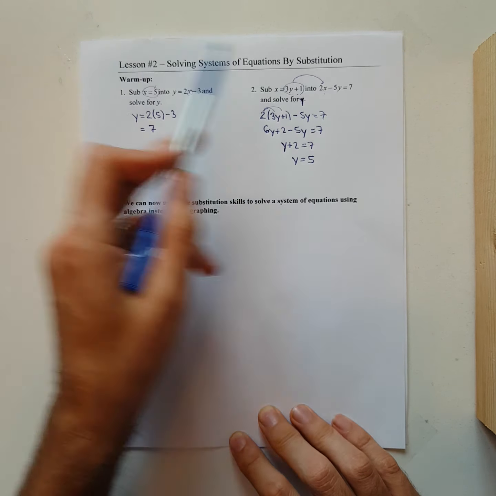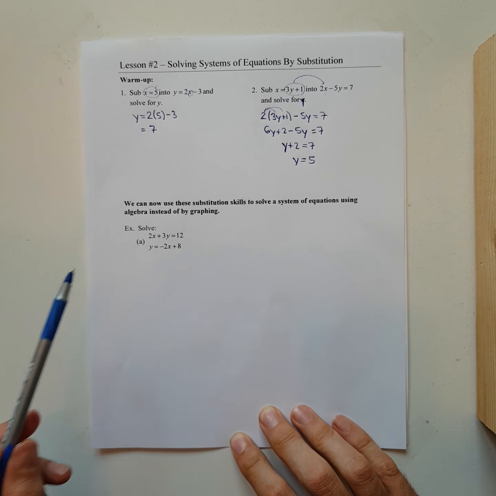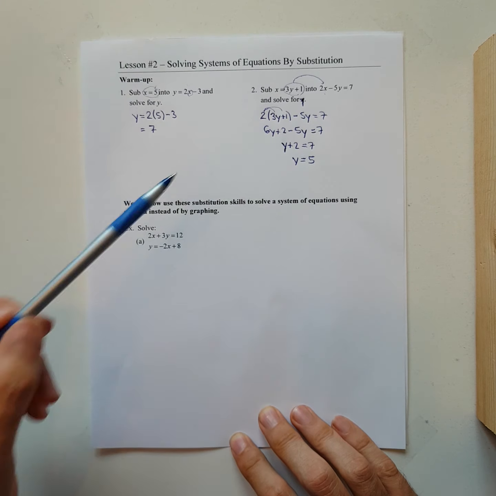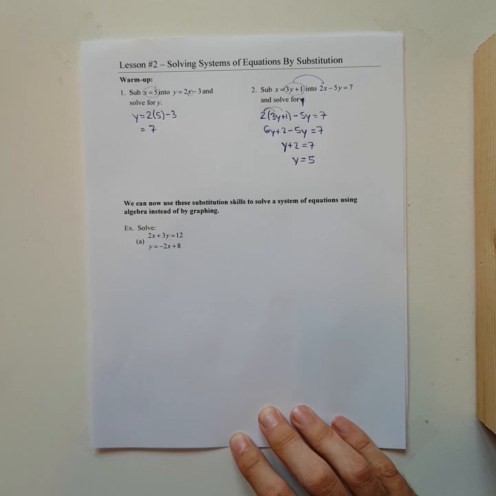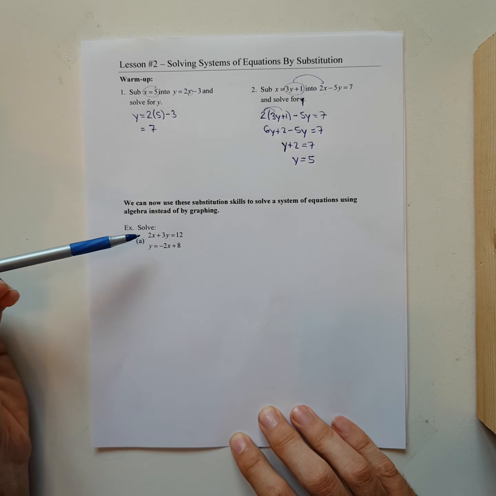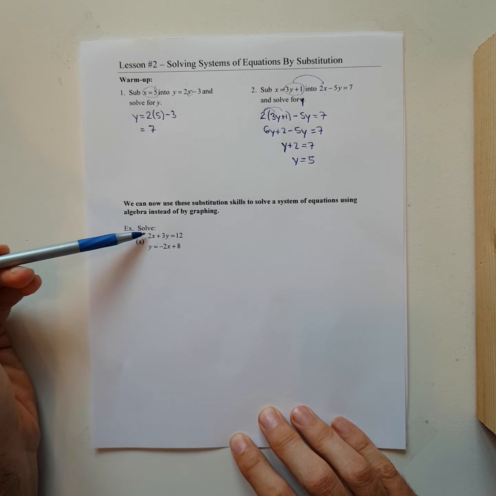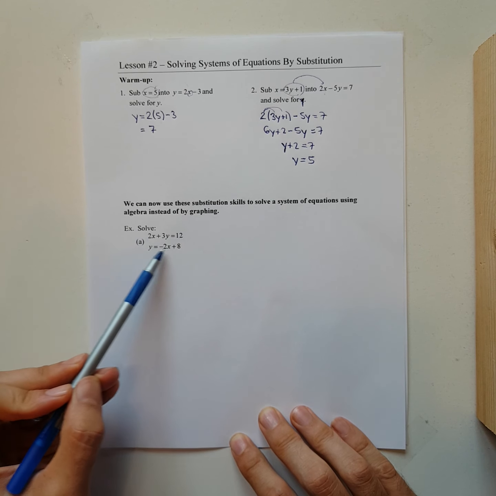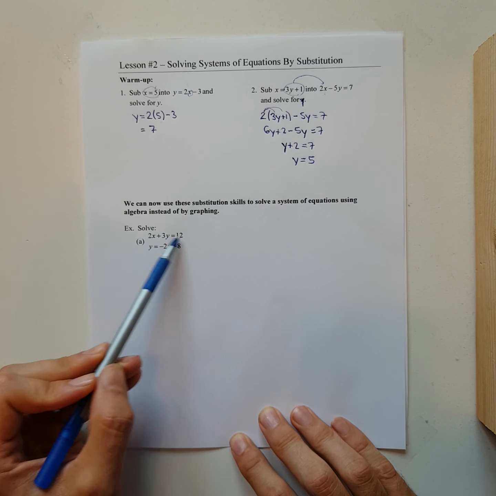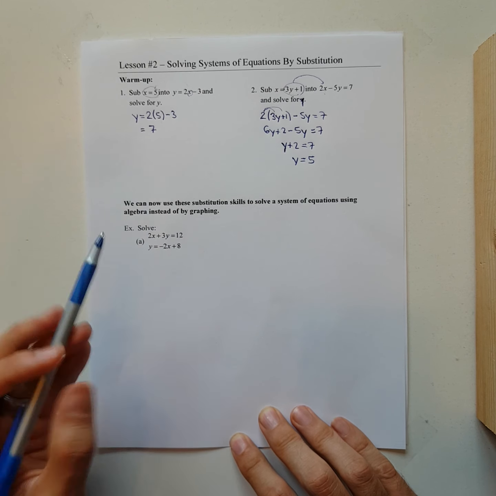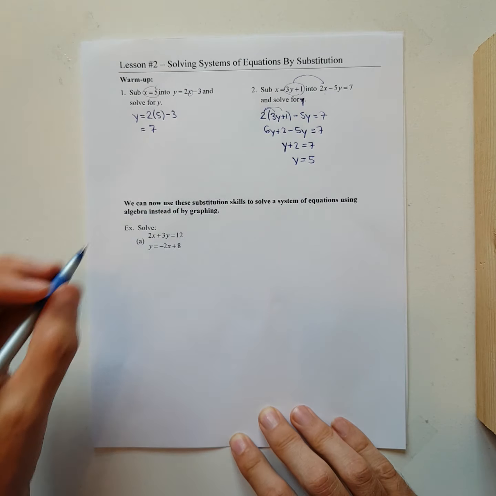So these are the skills now that we're going to use to try and solve our system. That's what this is saying. We can now use these skills to solve this algebraically instead of by graphing. So same idea, I'm asking you to solve. Here are our 2 lines. Notice the second line is in the form y equals mx plus b. The first is not. But instead of graphing, we're now going to use these skills here.